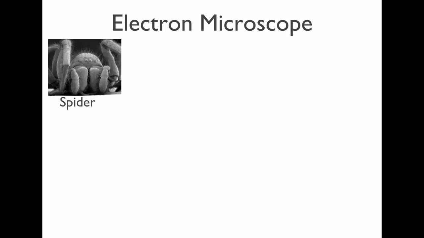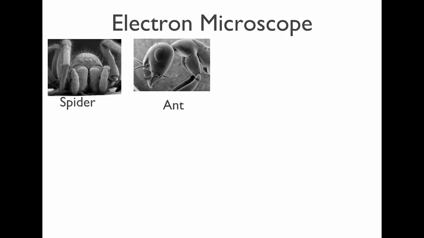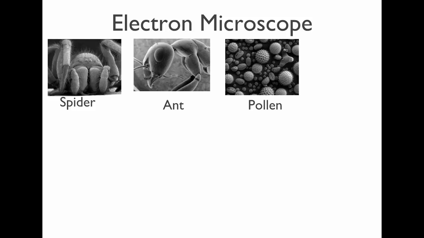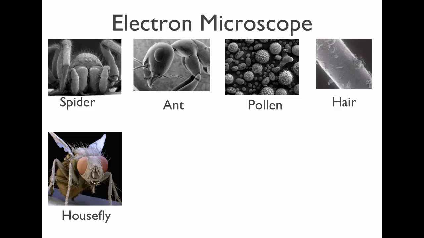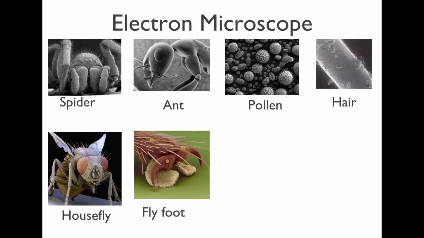Here are some images. Now, usually they're black and white. Sometimes people will color them artificially so you can see different things. That's a spider. It's an ant. This is pollen grains, tiny little grains of pollen that might inflame your allergies. They're these little spheres with all these prickles on the end. That's one human hair. That's a fly. Again, some of these now have been artificially colored.